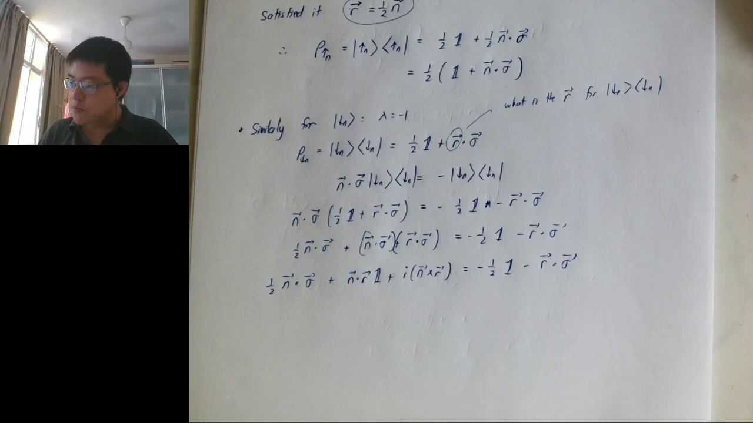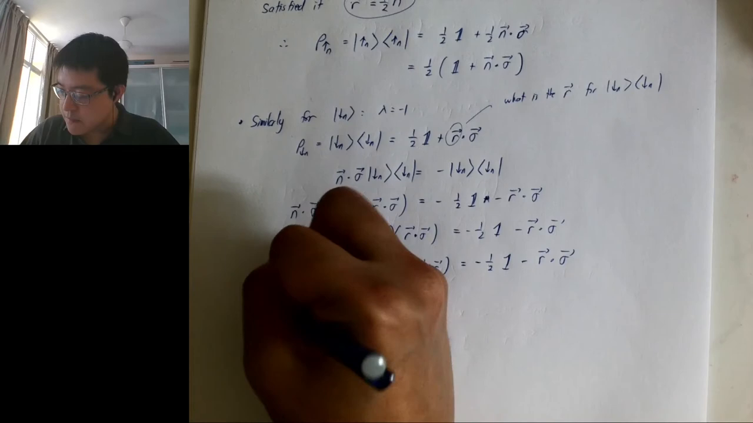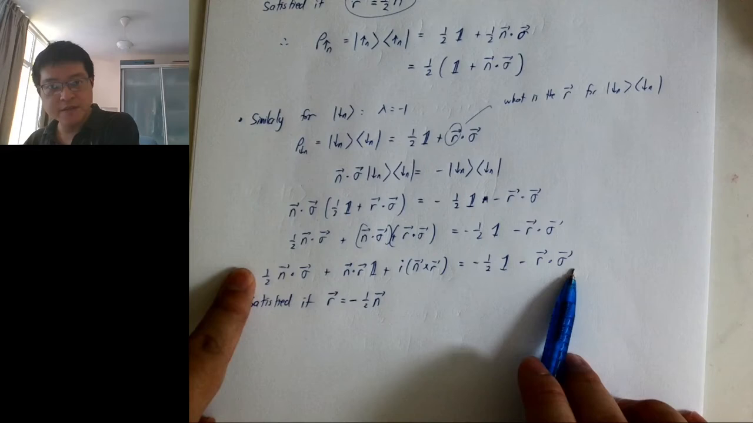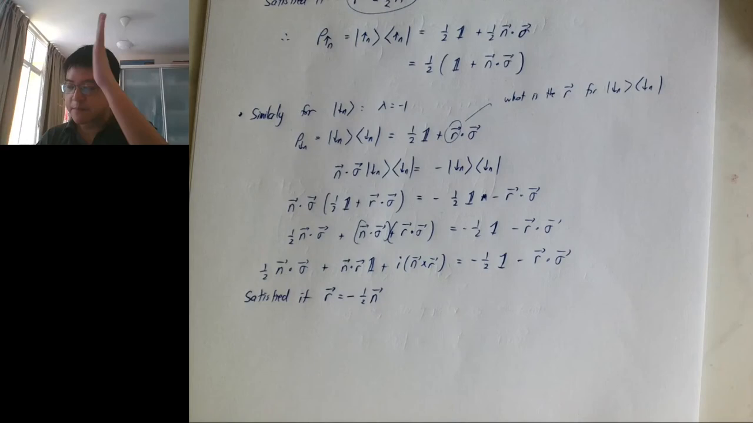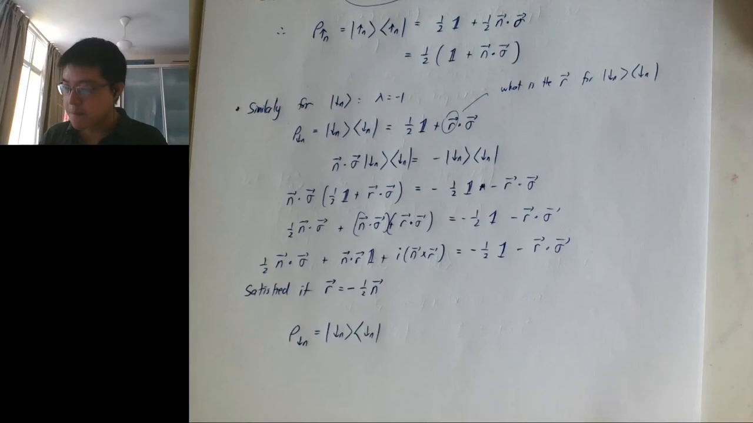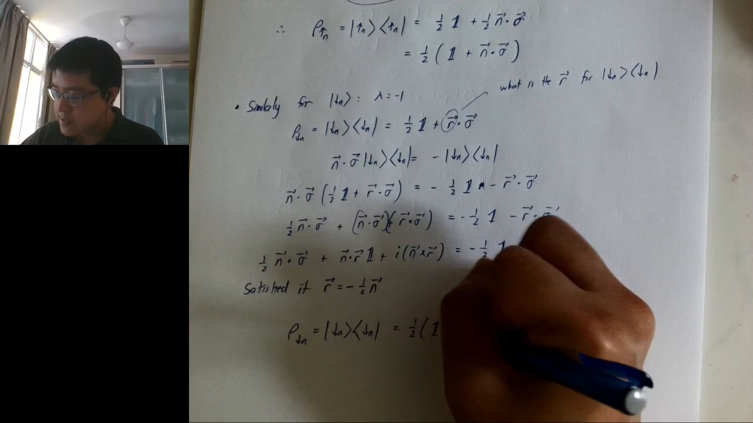So in fact, it will be satisfied if the R here is negative half n. So if negative half n, this will match with this, right? And then this will match with this, and then these are still parallel, opposite direction, but in the same line, so the cross product is going to be zero. So therefore, we have found that the eigenstate corresponding to down n, which is down, right? So this is a pure state, and is equal to half I minus n dot sigma.